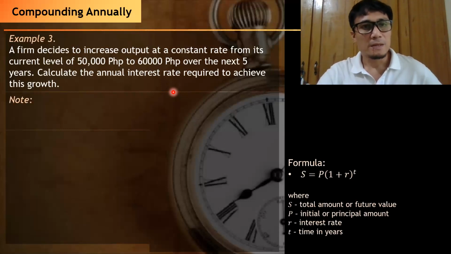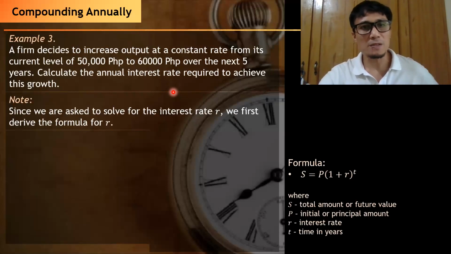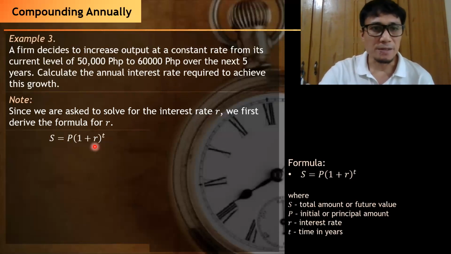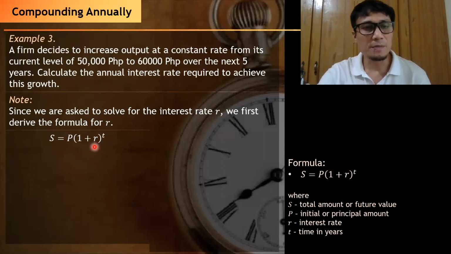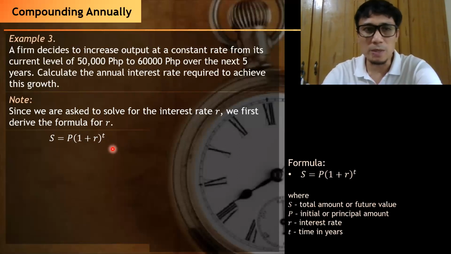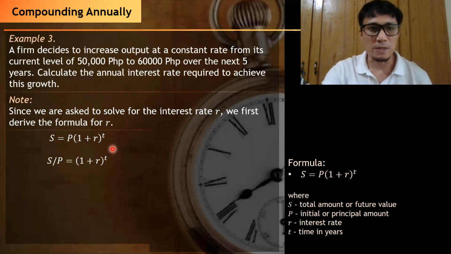Okay. Since you are asked to find R, let's derive the formula for R from this formula. What we're going to do is isolate this R on one side of the equation. That means we should remove P and T here. It's easy to remove P because we can just divide both sides by P. If we do that, then we'll have S over P equals 1 plus R raised to T. The next thing that we're going to remove is this exponent T.